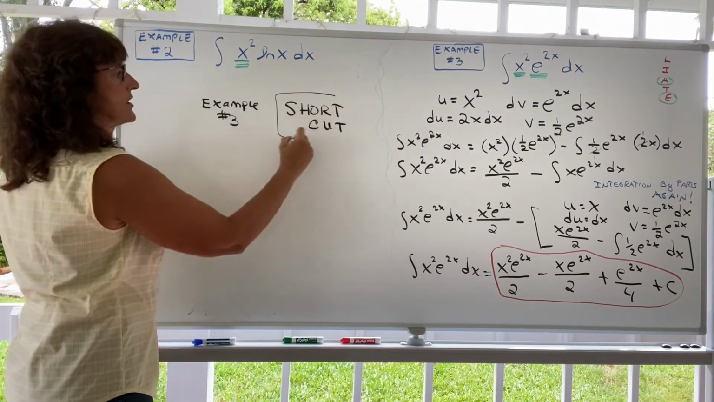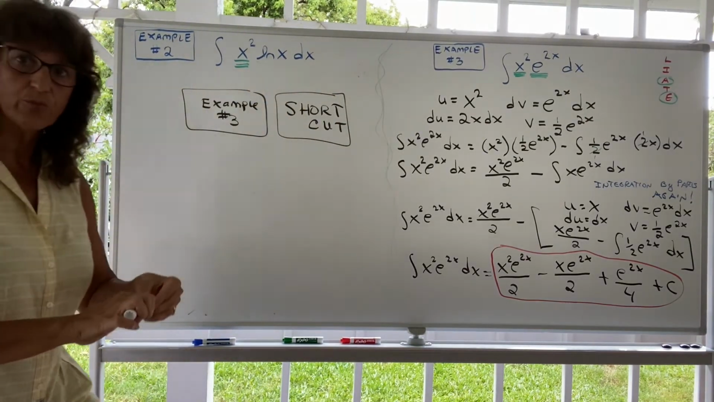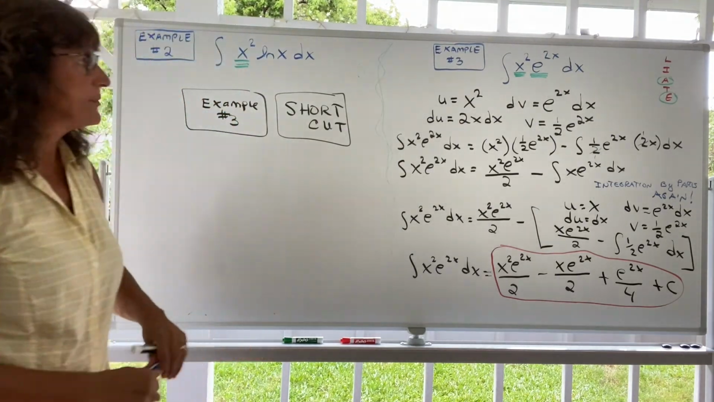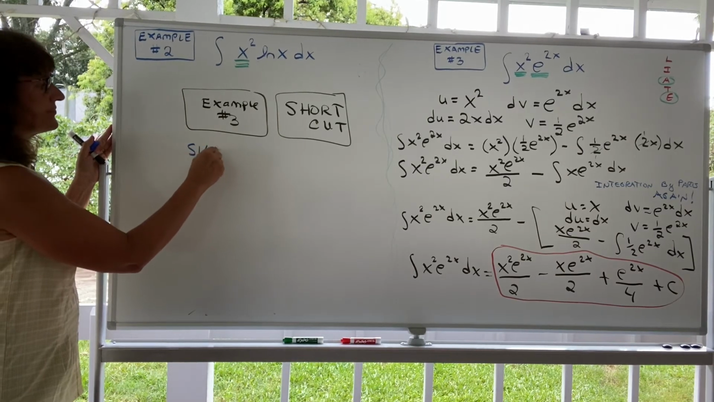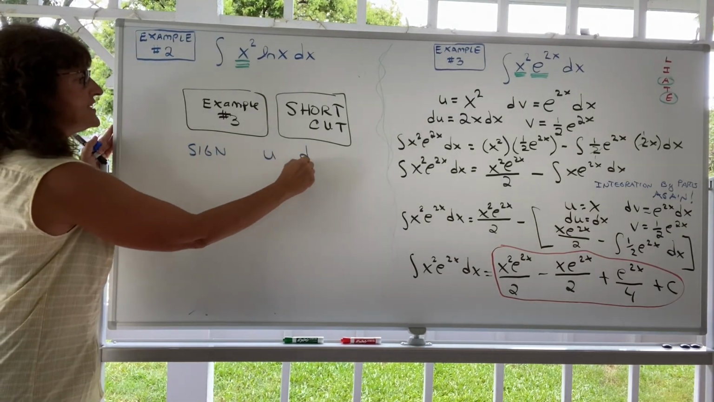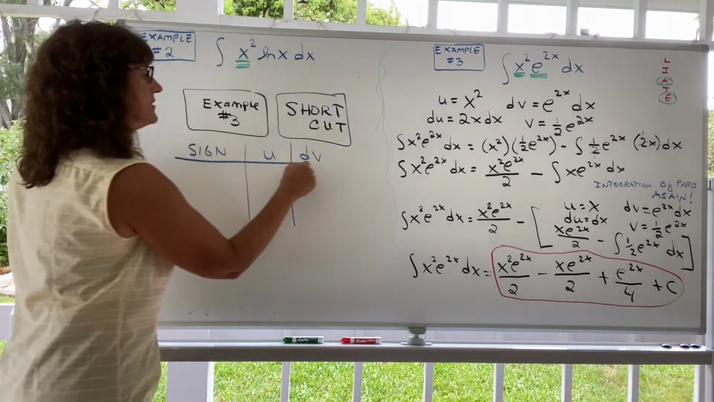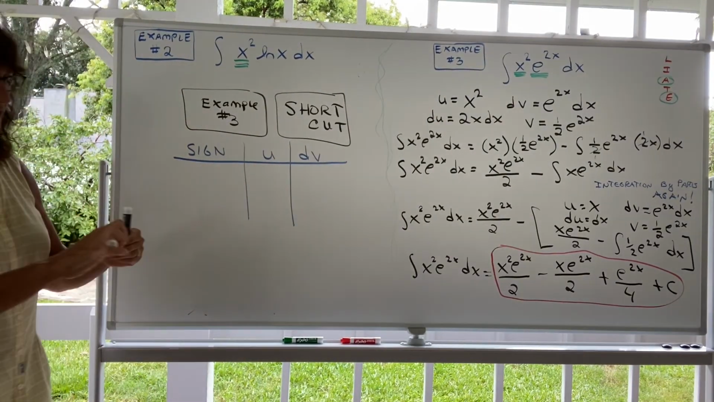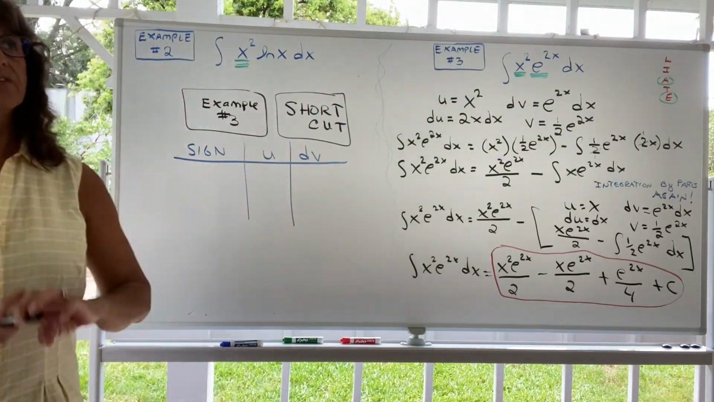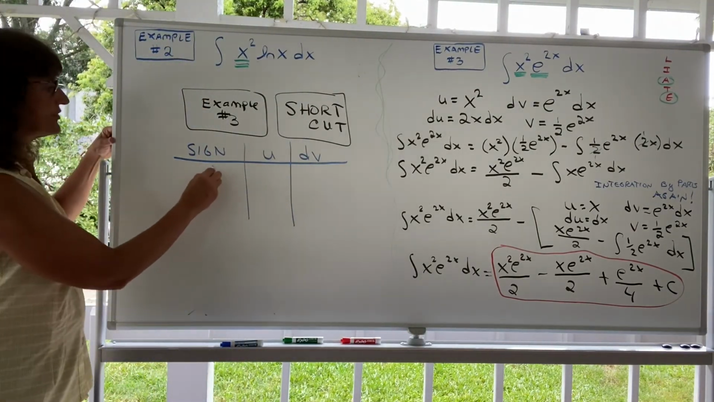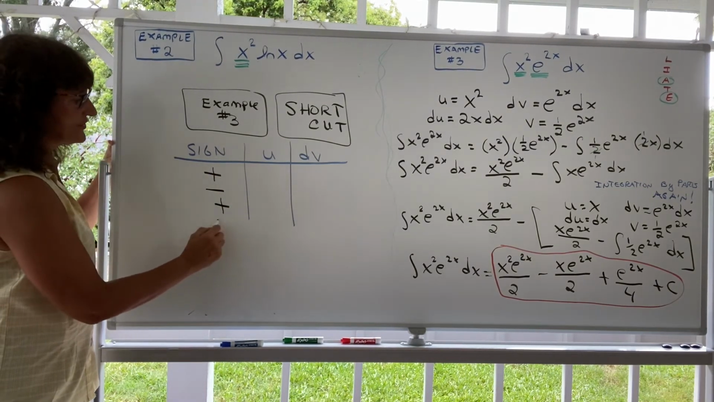Right, we'll call it shortcut for more fun. Okay, so what about example number 3? Look at all this work we did over here with example number 3. Okay, well, so let's take a look at SIGN and then U and DV. Okay, so let's take a look at the tabular method for example 3. All right, SIGN, start positive and alternate signs. Okay, so positive, then negative, positive, you're going to alternate signs.